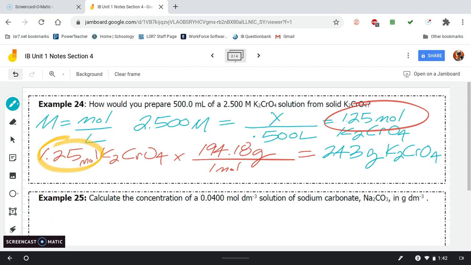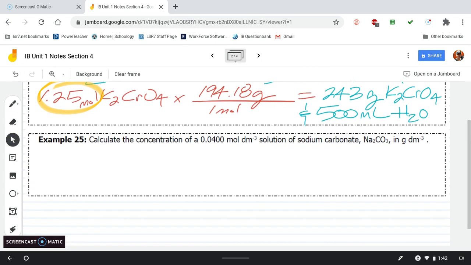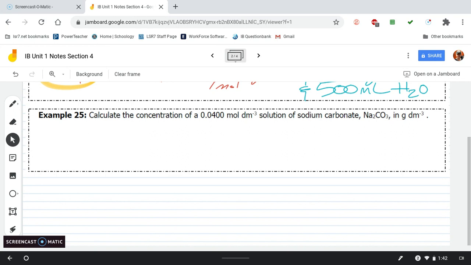K2CrO4, all right? With our potassium chromate, it says, how would I prepare? So how am I going to make this? What I'm going to do is take 243 grams of potassium chromate and enough water to get to 500 milliliters. So it's the grams and then enough water to get to 500 milliliters.